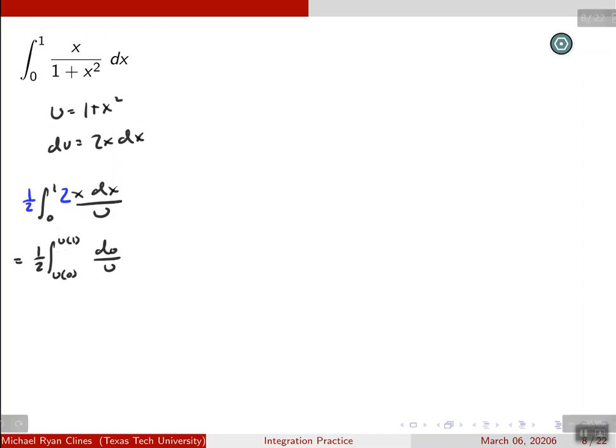So what we do is we take these endpoints and we actually plug them in right here, because that's what we're doing. We're shifting x and turning it into u. So we take 0 and 1, we plug them in here, and that'll give us our new limits of integration. So from here, this is equal to 1/2 the integral, but u of 0 is just 1 plus 0 squared, which is just 1, and then u of 1 is 1 plus 1 squared, which is just 2, of du over u.